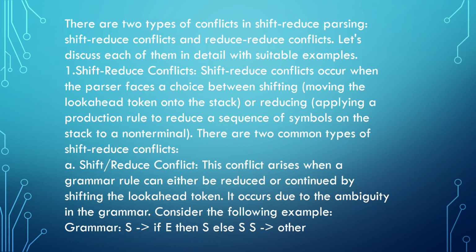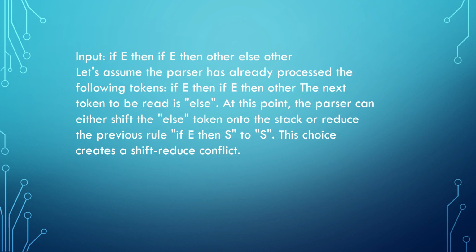Let's consider the example grammar: S → if E then S else S, S → other. We can give the input as: if E then other else other. Let's assume the parser has already processed the following tokens: if E then other. The next token to be read is else. At this point the parser can either shift the else token onto the stack or reduce the previous rule if E then S to S. This choice creates a shift-reduce conflict.